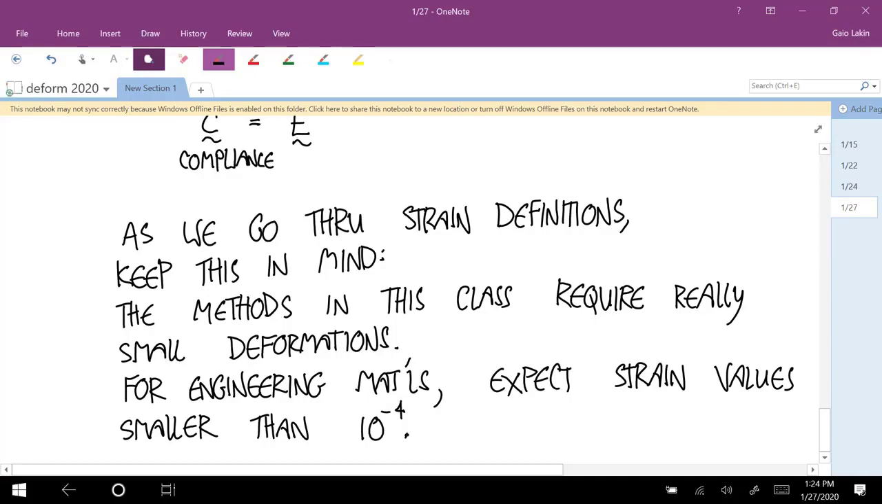Okay, so there'll be a lot of problems that you'll do, especially in the set of problems on using the definitions of strain to calculate things, where you're going to get values way bigger than this. You know, you'll get values of a half or something, but that's not realistic at all for an actual calculation involving any kind of metal or concrete or whatever.